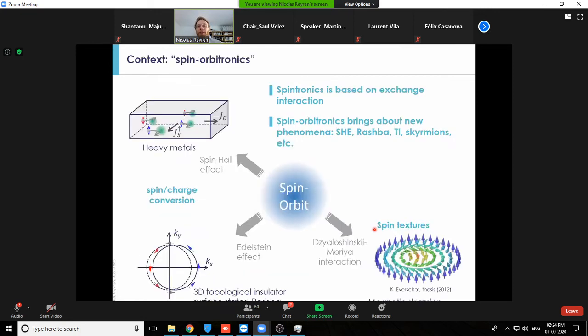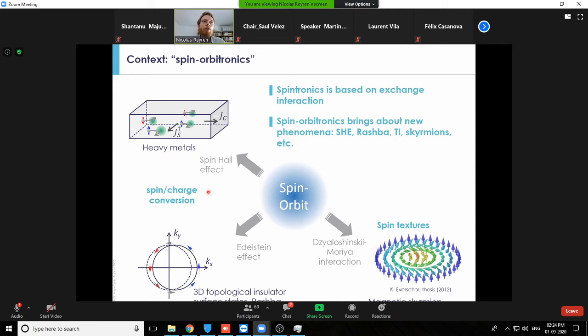So, now you've heard a lot about it already, but let me just remind you that conventional spintronics was based on exchange interaction, where you get mostly spin polarized current from charge currents through ferromagnets. In spin orbitronics, you bring about new phenomena that are due to the spin orbit coupling. On one hand, you might stabilize new spin textures thanks to the Dzyaloshinskii-Moriya interaction that emerges from the spin orbit coupling. And this allows you to, for example, stabilize magnetic skyrmions or fix domain wall chirality, which is very important for any type of application of these textures.